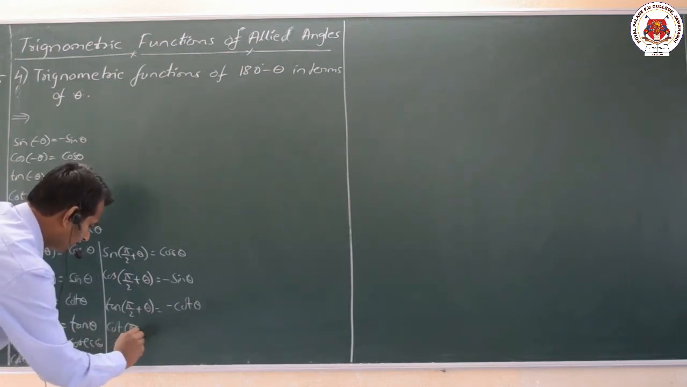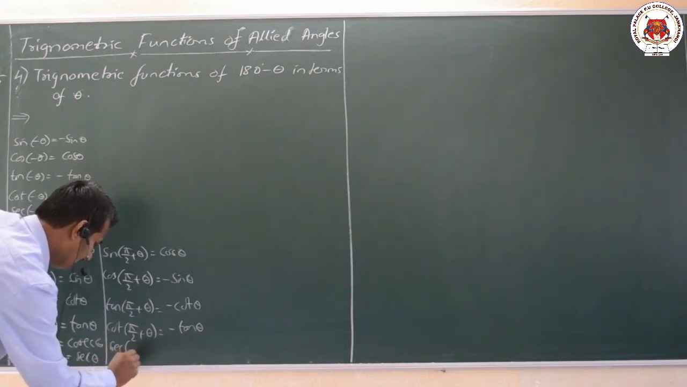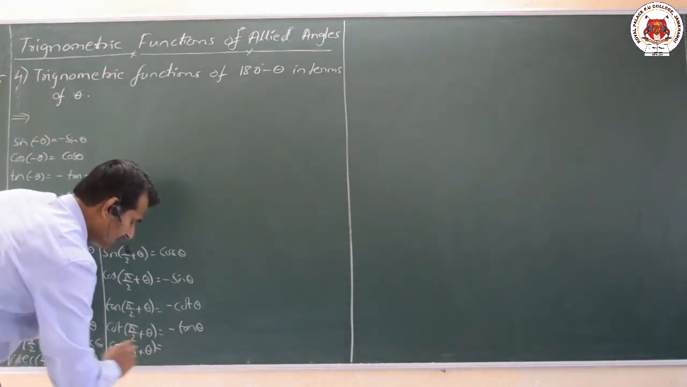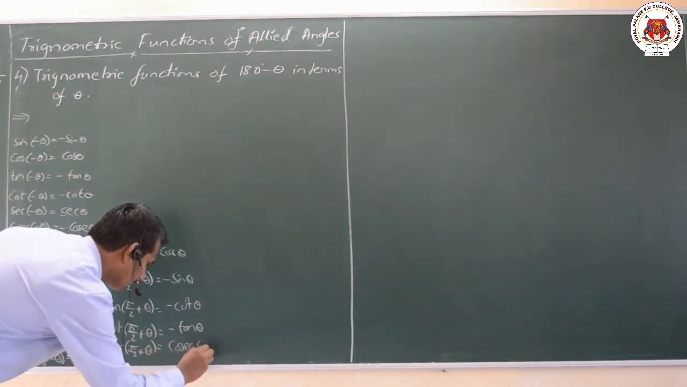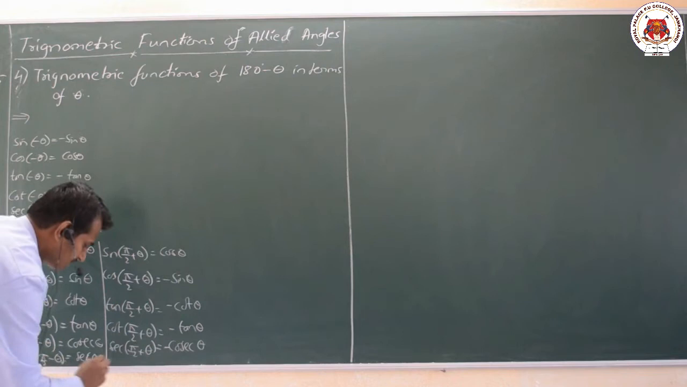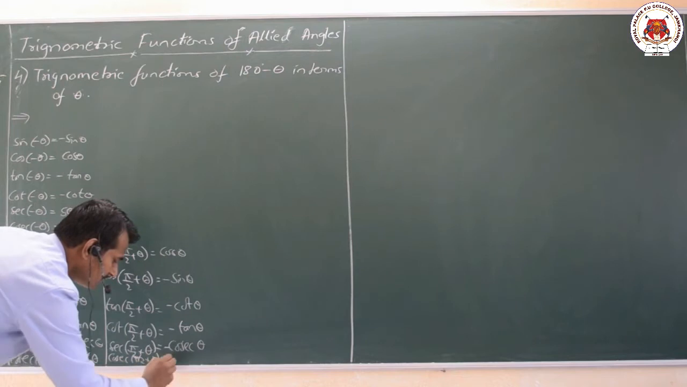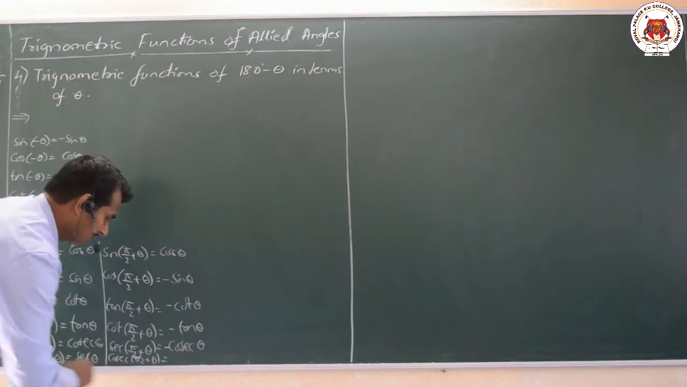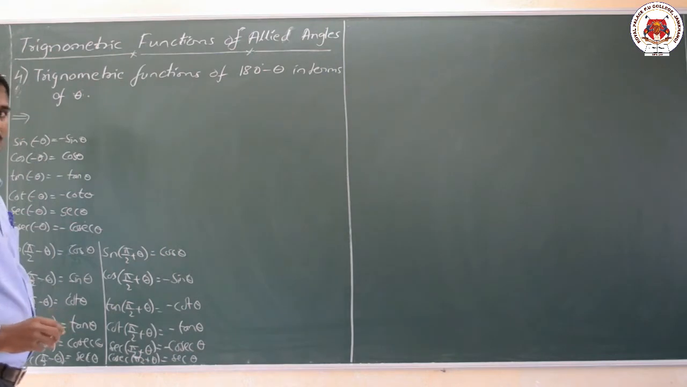Then cot of pi by 2 plus theta, the value will be minus tan theta. Similarly secant of pi by 2 plus theta is 1 by cos, so we get cosecant theta, and with the sign it is minus cosecant theta. Then similarly cosecant of pi by 2 plus theta is 1 by sine, and we get secant theta. Okay, these are all the things which we discussed in the previous class.